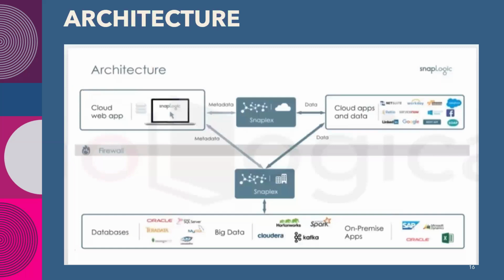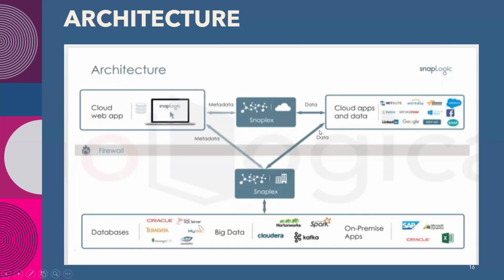Now, when you look at this architecture of SnapLogic, the cloud web app is actually a user interface, where the user can design, manage, and monitor the integrations. It also sends requests to both on-premises and cloud applications, so it coordinates to transfer and send the data, or send and receive the metadata, between these different applications.